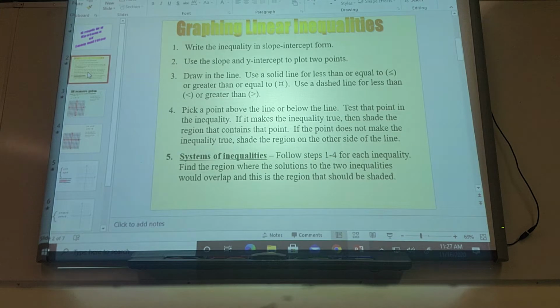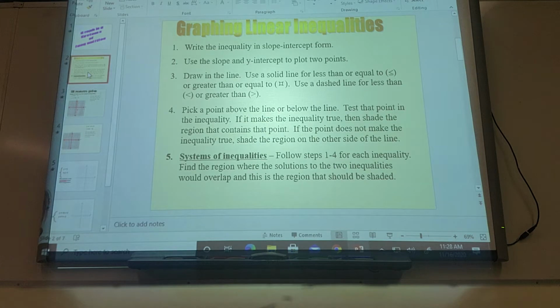Pick a point above the line or below the line. Test that point in the inequality. If it makes the inequality true, then shade the region that contains that point. If the point does not make the inequality true, shade the region on the other side of the line.